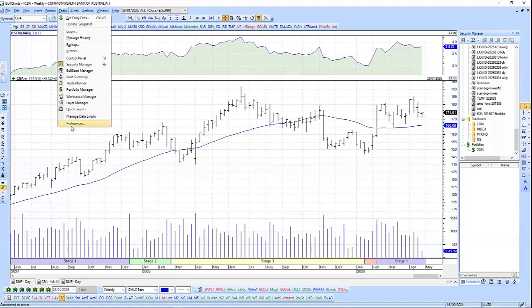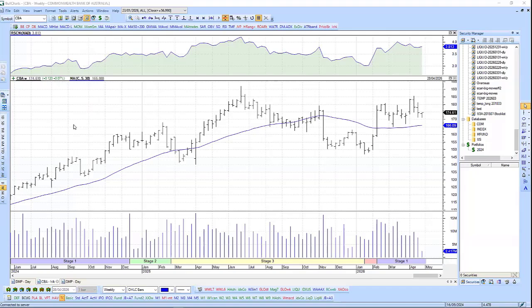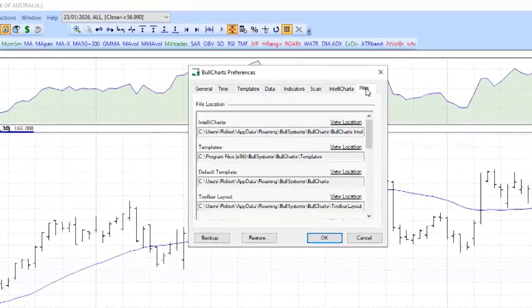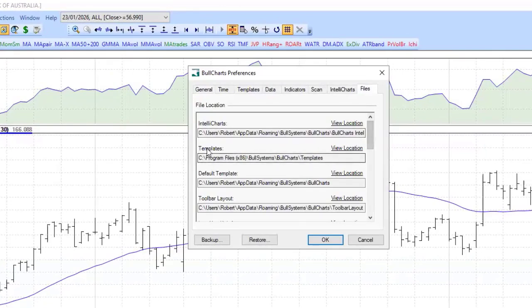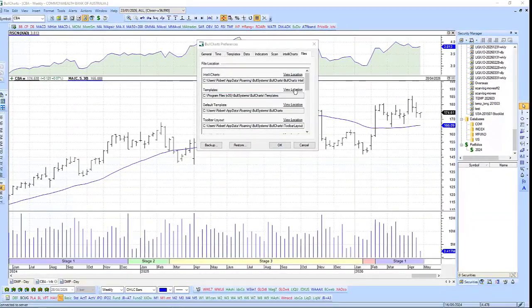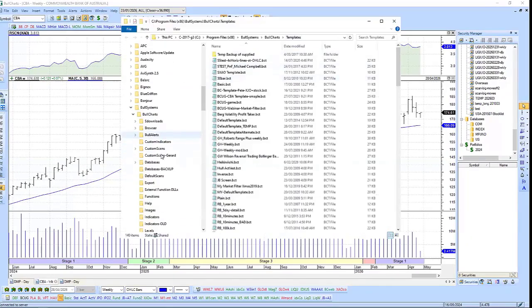Righto. Now, how do we find out if it's still on the computer? If you go to your menu tools, preferences, and then in the preferences dialog box, the very last tab is called files. And the second entry there is templates. It shows you the path to where all of the templates are stored. But there's a link there to click on, view location. If you click on view location, it's on my screen here. I found it already. You're right.